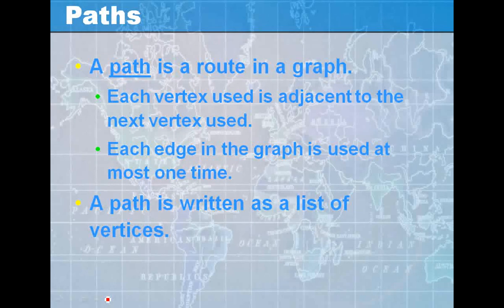Next thing we're going to look at is paths. Paths are a way to get from one vertex to any other vertex. It's just like playing dot to dot. So you have to use adjacent vertices, because they have to be connected by an edge to get from one vertex to the next vertex. And we're going to write this path as a list of vertices.